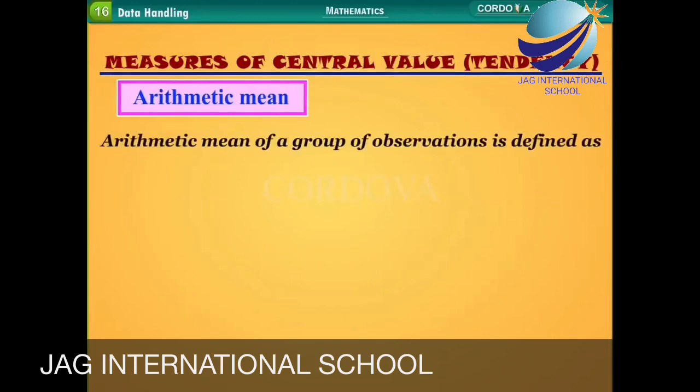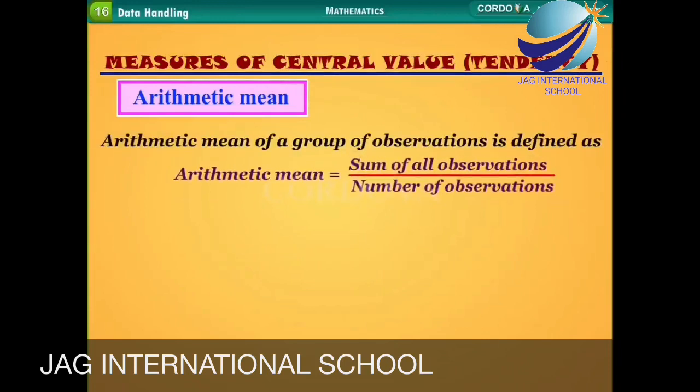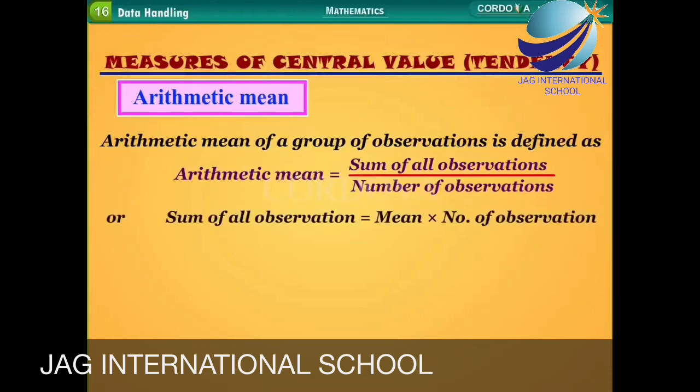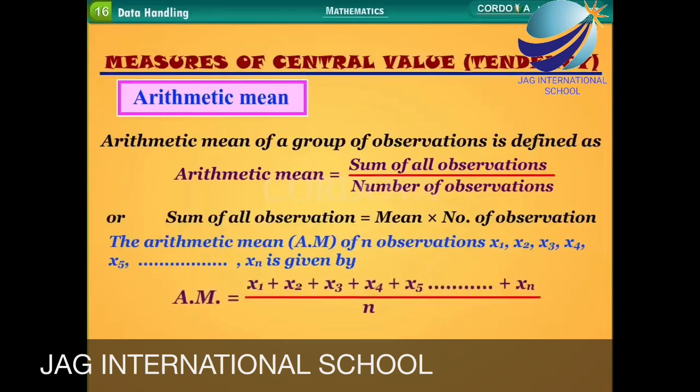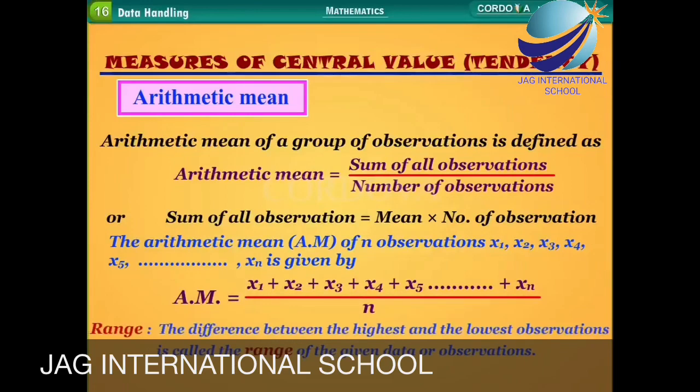Arithmetic mean. Arithmetic mean of a group of observations is defined as the sum of all observations upon the number of observations, or the sum of all observations is equal to mean times the number of observations. The arithmetic mean AM of n observations x1, x2, x3, x4, x5 up to xn is given by AM equal to x1 plus x2 plus x3 plus x4 plus x5 up to plus xn, upon n.